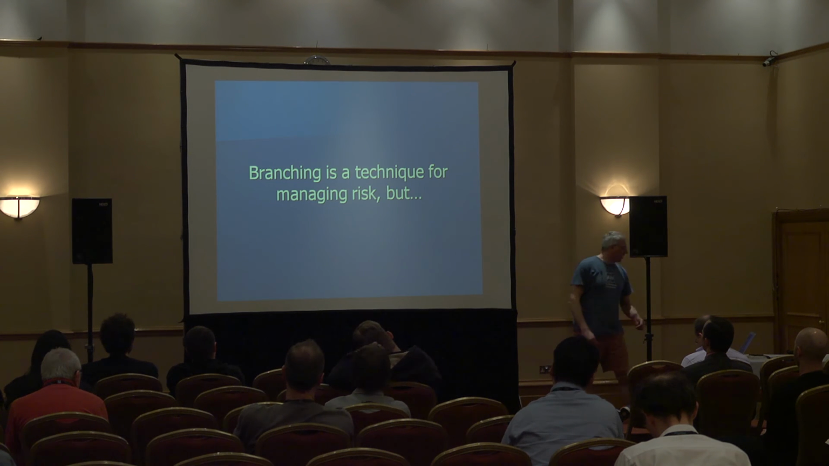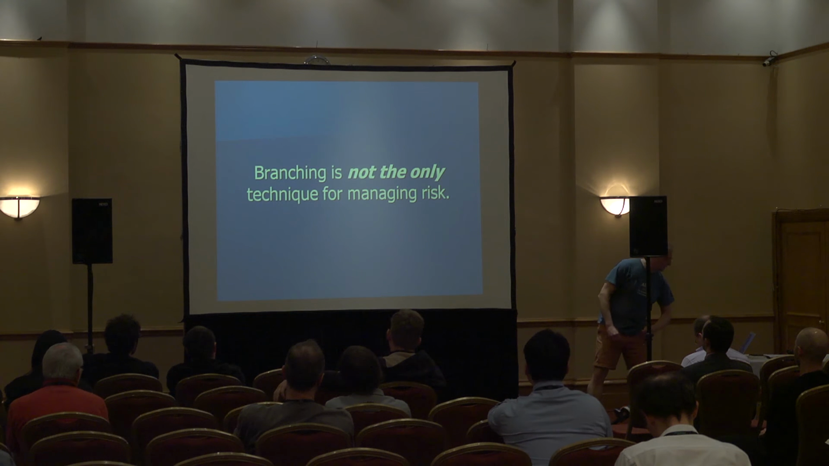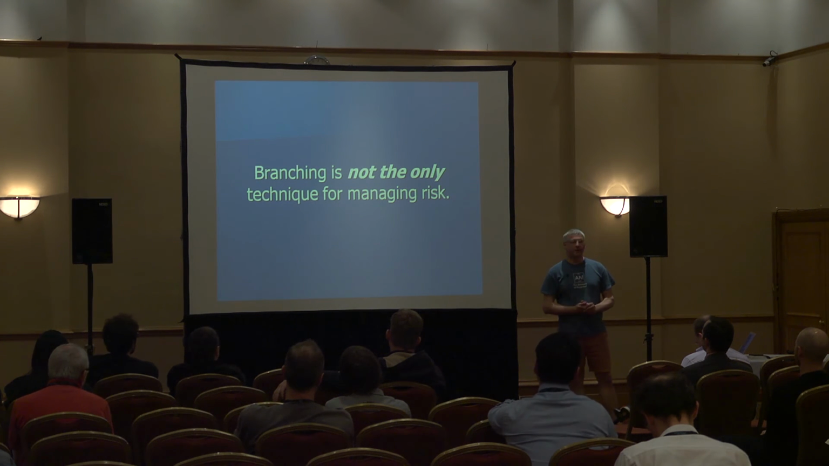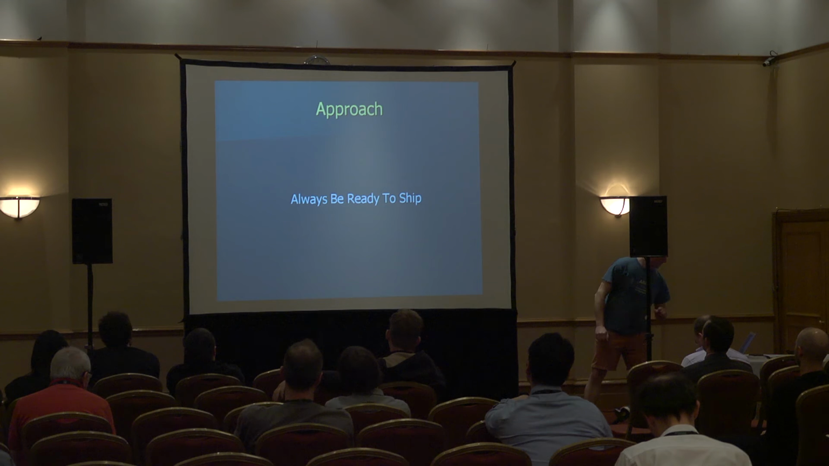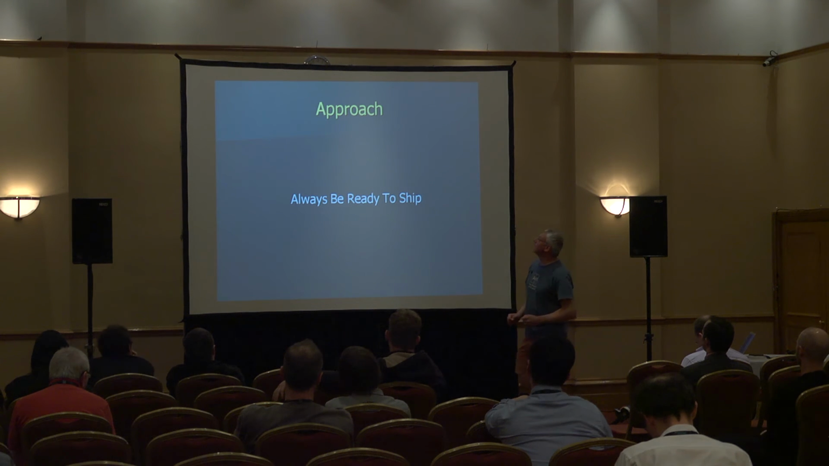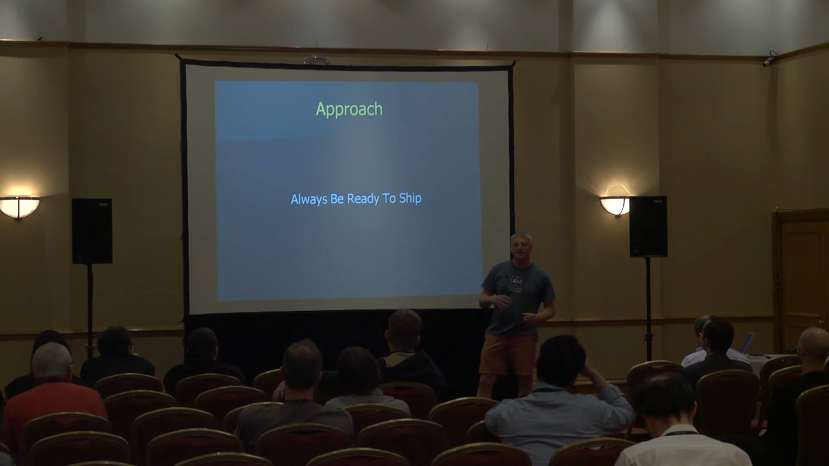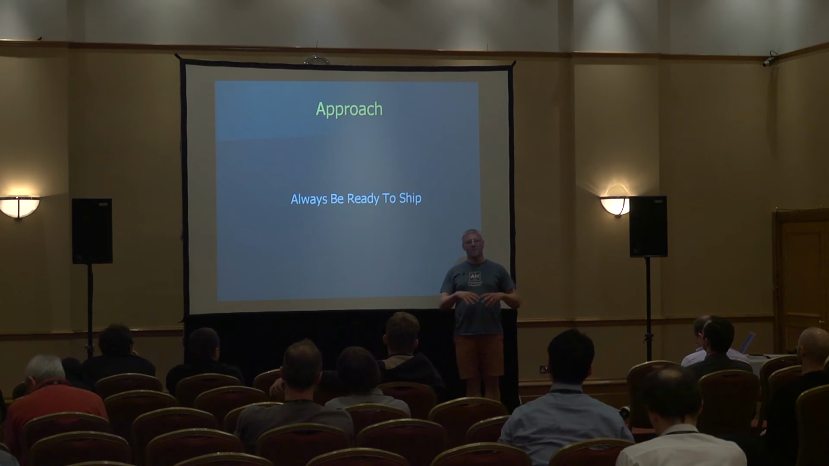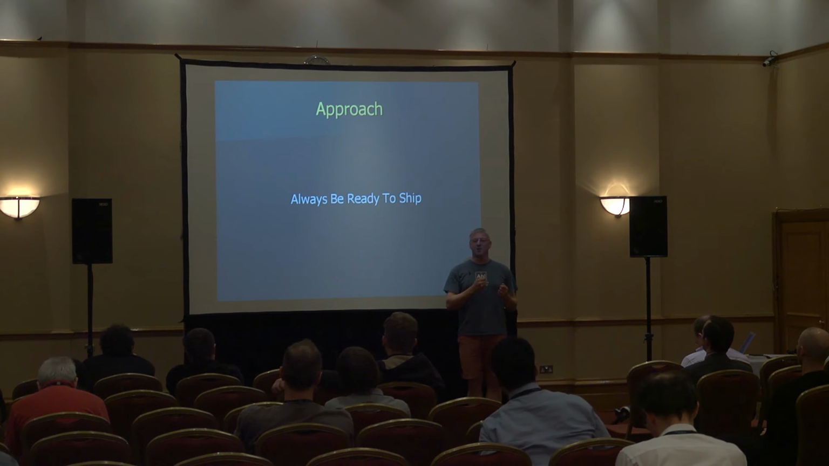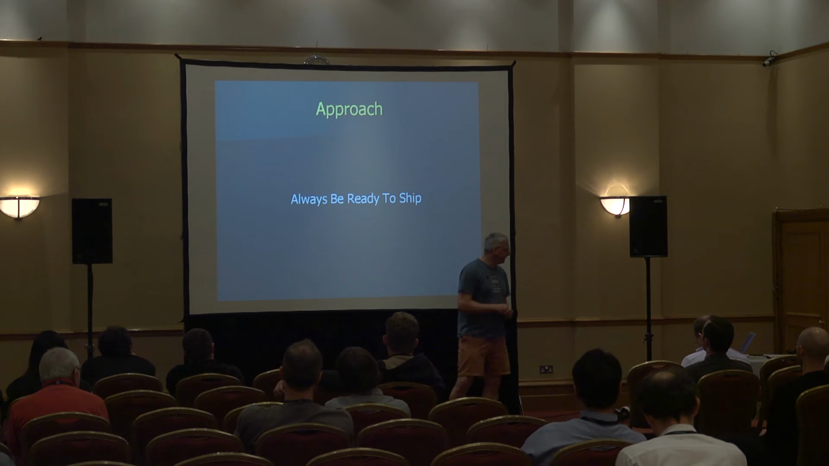So branching is a technique for managing risk, but it's not the only way to do it, funnily enough. So for the last bit, or this third part, I want to look at some of the other things we can do around software development that hopefully allow us to change our mindset slightly, or think about other approaches that we might take.